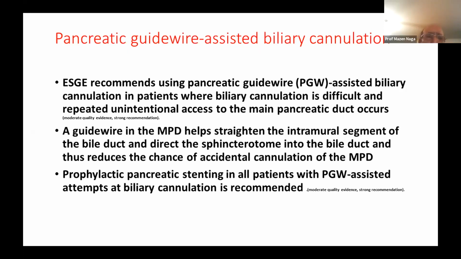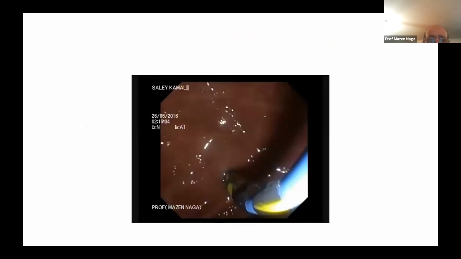The guide wire is left in the pancreatic duct. This straightens the intramural part of the papilla. The S-shape is straightened, and we can cannulate the bile duct easily. But in this case, prophylactic pancreatic stenting is left and must be checked after 1 week that it falls outside the body. This is an example of this technique of 2-wire cannulation.